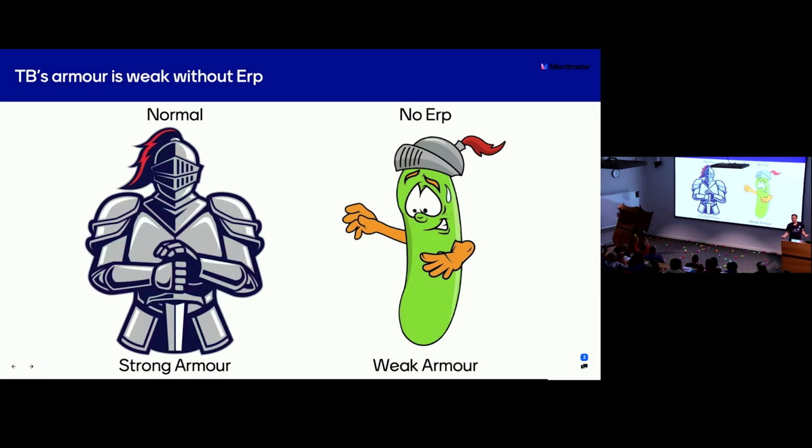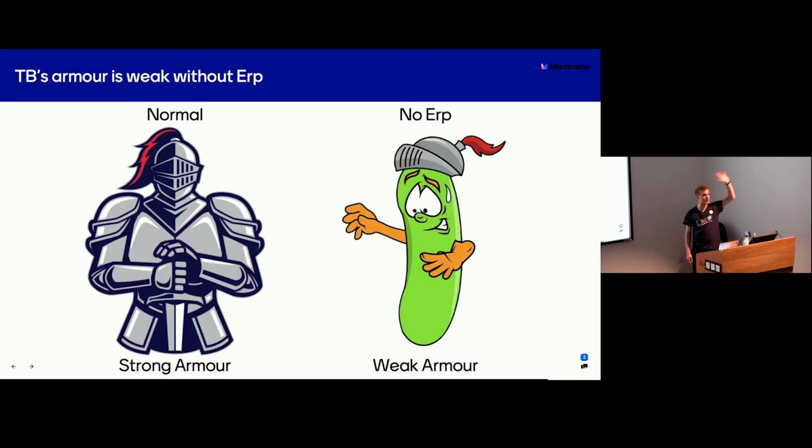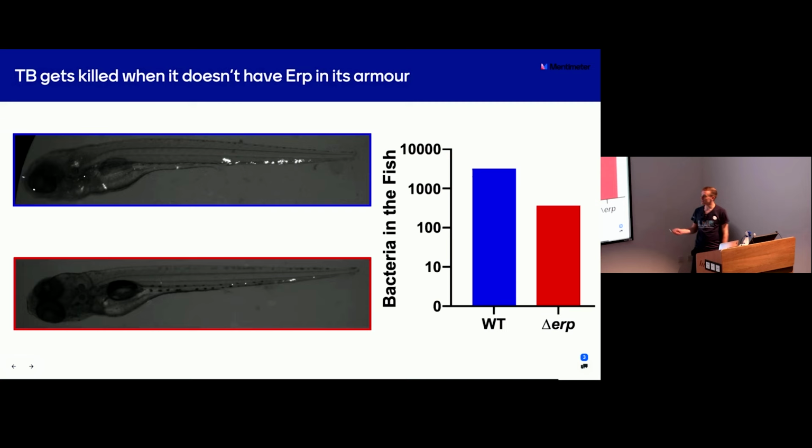So in both instances, either the drug or the thing that MAC throws at the bacteria, if the armor isn't strong, it's able to kill the bacteria better. And that's what we see in the fish. So here's a fish that is infected with normal bacteria. You can see the white are the bacteria. And here's the bacteria that doesn't have ERP in its armor, and there aren't as many bacteria growing.